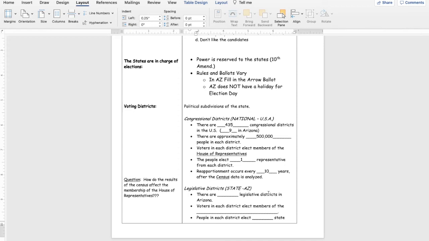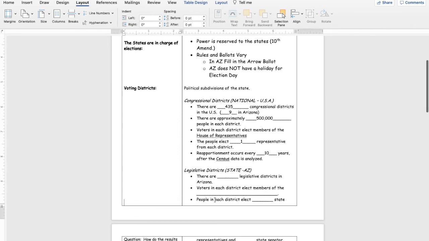Hey, where do you live? How many people live with you? And we count the people of our country, and we find out exactly where they live. Now, this is all on a national level. Of course, we said legislative districts are all on a state level.